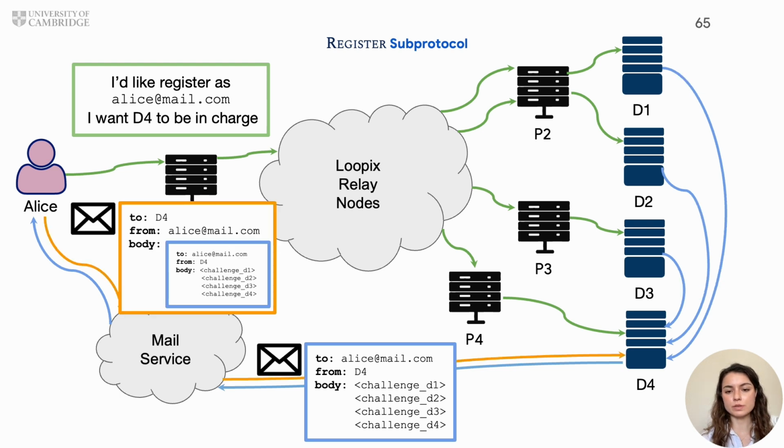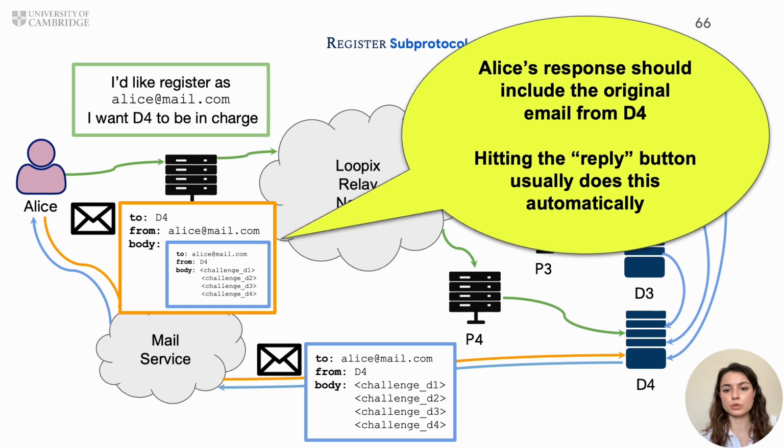When Alice receives D4's email, she responds to it. And her response should include the original email from D4 in its body. This might look like a lot of work, but it's actually not, because most of the email clients automatically handle this when you hit the reply button. So that's what Alice does here.